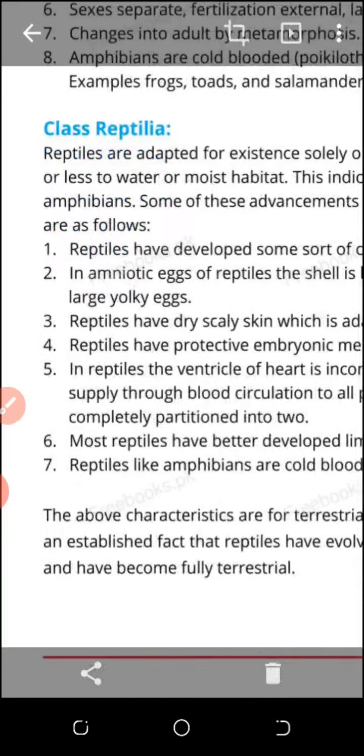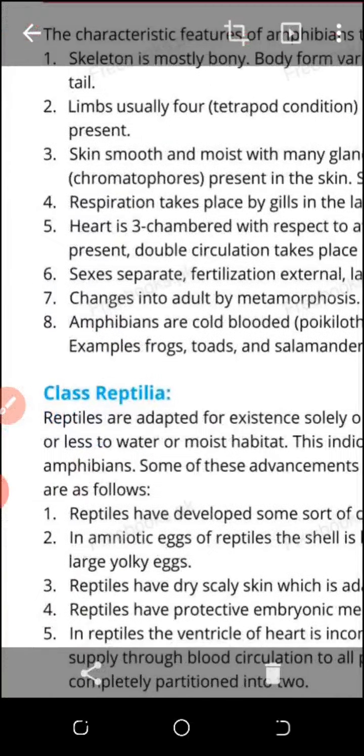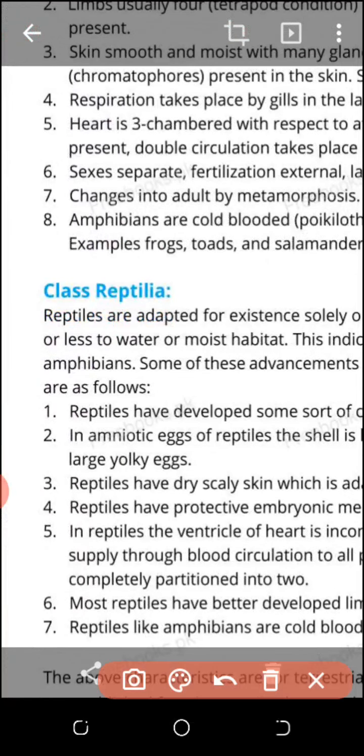And we talk about the reptilia. Frogs lay eggs in water. Reptiles lay eggs on the land. So this is a more evolutionary character when you are moving from the less developed class to the more developed class.